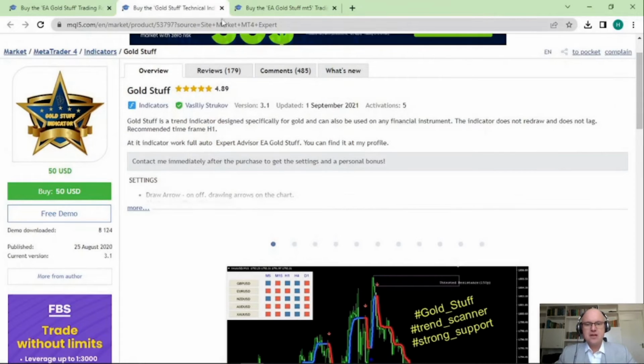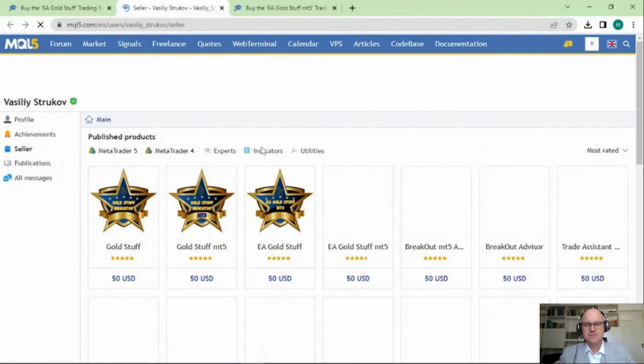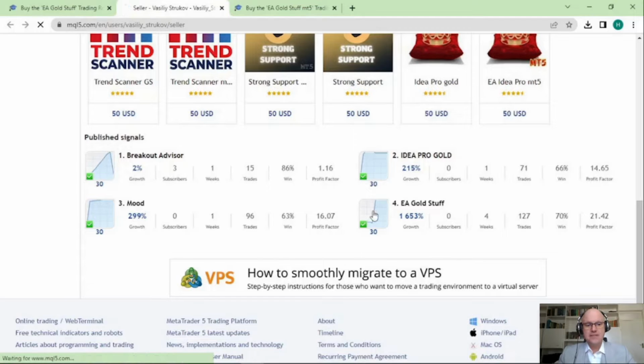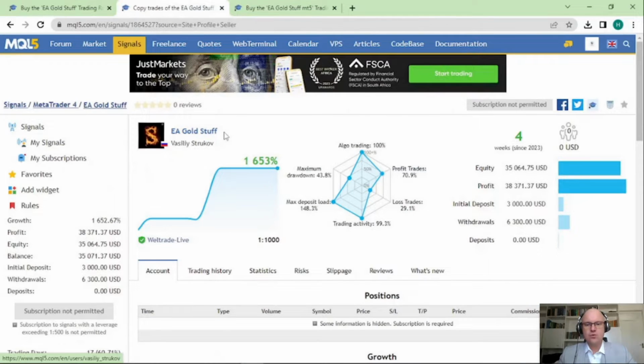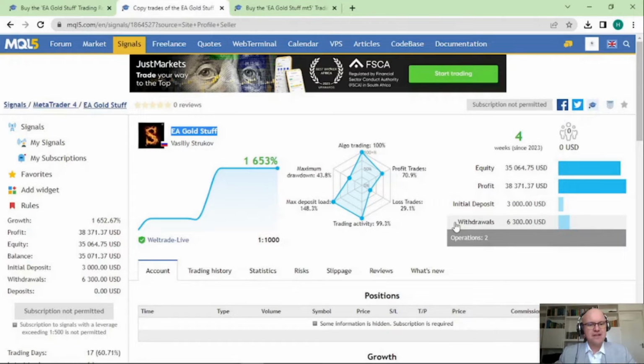Now, as you will see from the imagery, it can produce a lot of signals. The other thing that is available is the signals. On the signals, you can see the real-time growth of the expert advisor on a MetaTrader 4 account run by the creator. As you will see, he made an initial deposit of 3,000 and the equity is currently at 35,000 with a 6,300 withdrawal. It is always important to withdraw your initial deposit once that opportunity is available.